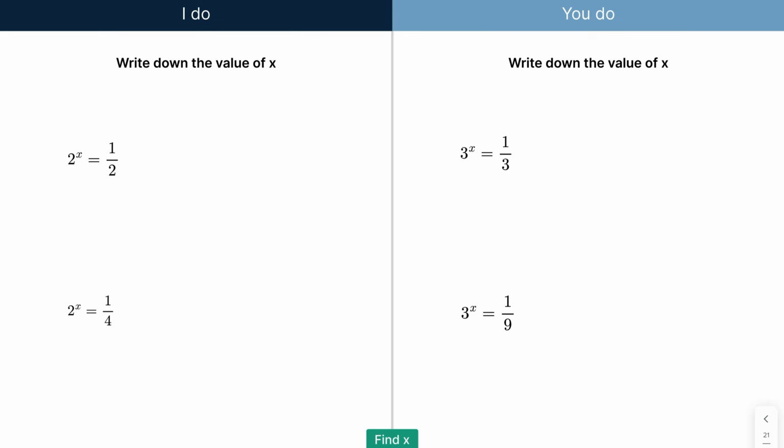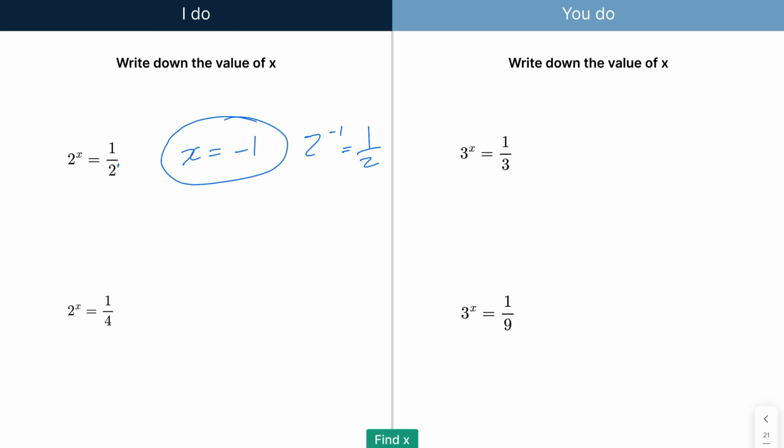Moving on. So here we've been asked to find the value of x. Okay. So it's saying 2 to the power of what becomes 1 over 2. So remember, this is going to be like a little 1 over there. So that is just going to be x is equal to minus 1, because 2 to the power of minus 1 is 1 over 2. Okay, so that is your answer there.